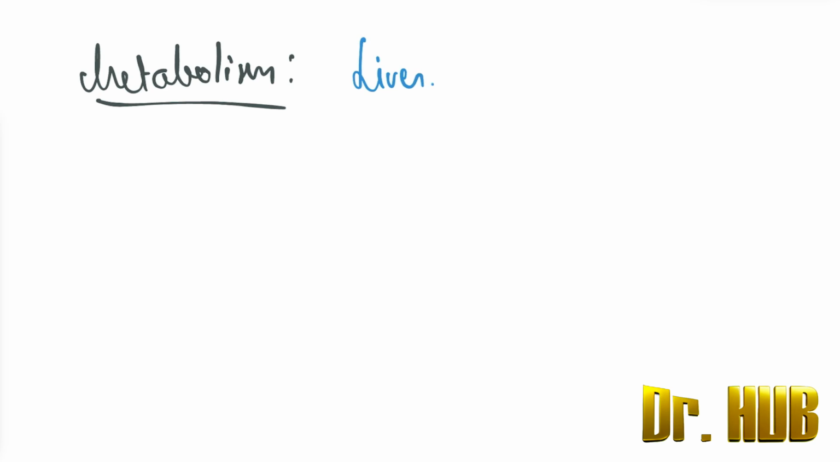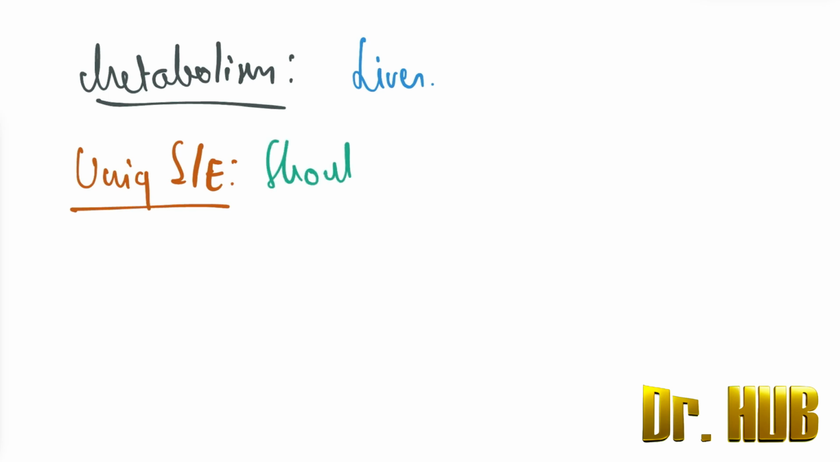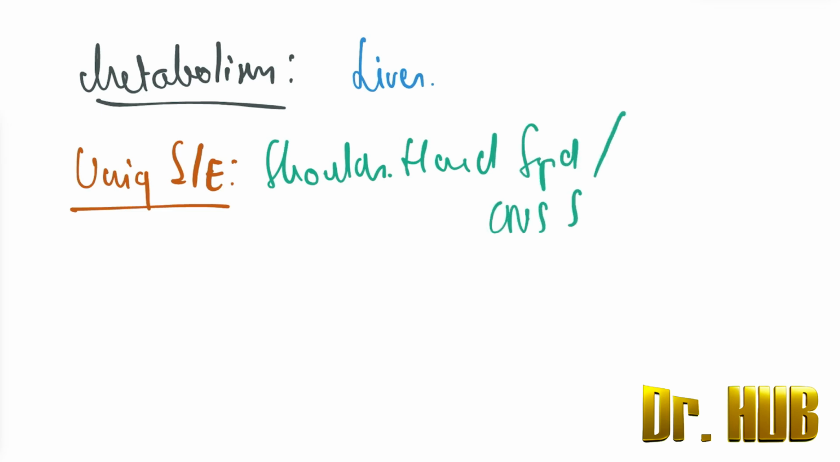Then comes the metabolism. In terms of metabolism, it is the liver, and there are also unique side effects. What are the unique side effects? The unique side effects include shoulder hand syndrome and also the CNS side effects.